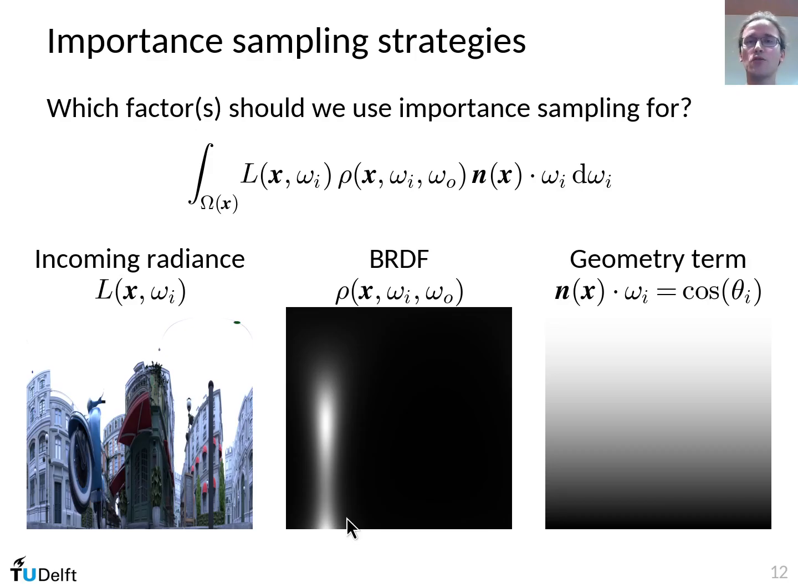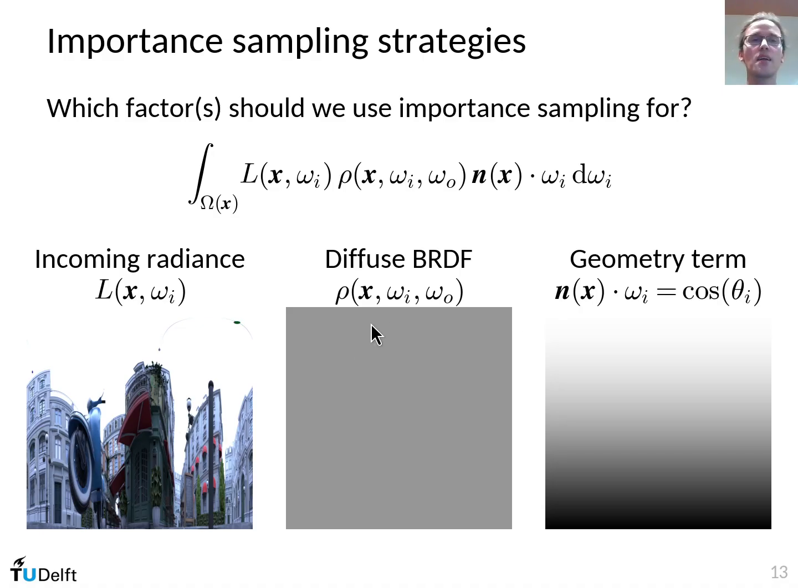Okay, so now we know how importance sampling works in principle, and now we want to apply this to the rendering equation. So we want to improve our path tracer by using importance sampling. And we have three factors for which we could use it, and one of those can sometimes be very simple. If we have a diffuse BRDF, then the BRDF is just constant. So then the geometry term here is one of the more challenging factors, and that's why we will start with this.